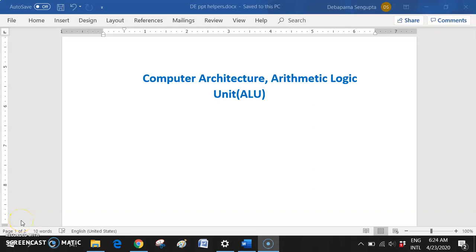Hi students, today we will be discussing computer architecture and ALU, Arithmetic Logic Unit.